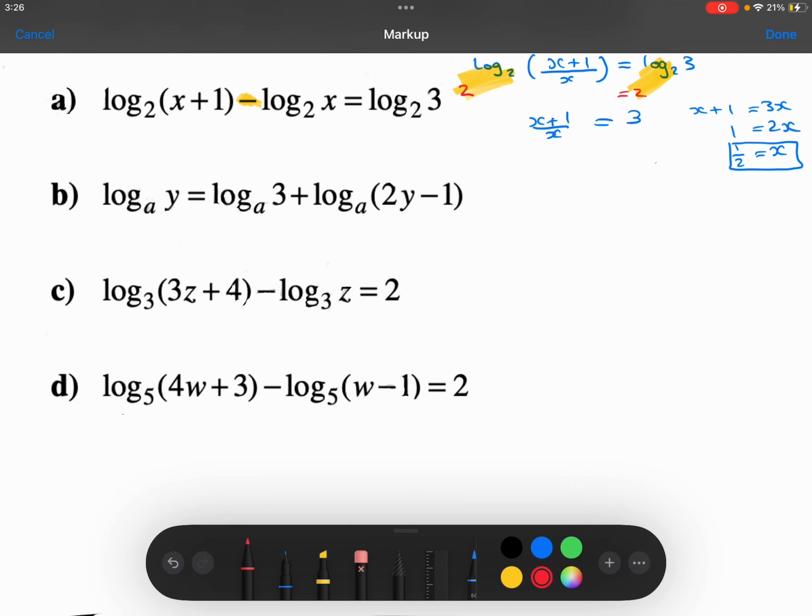Part B. Left-hand side, the log base a of y. I'll leave that as it is. There's not a huge amount I can do with that right now. But the right-hand side, I can combine those logarithms together with the multiplication law. So we'll rewrite the right-hand side as log base a of 3 times 2y minus 1.